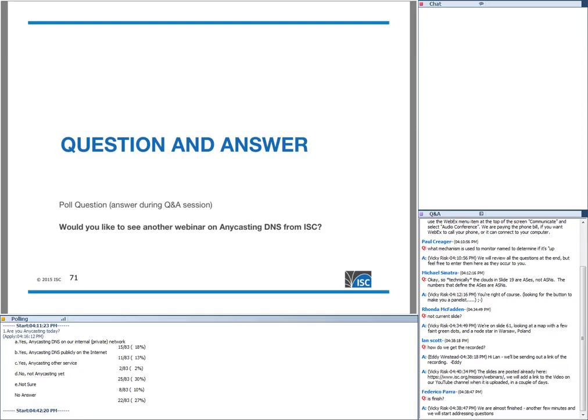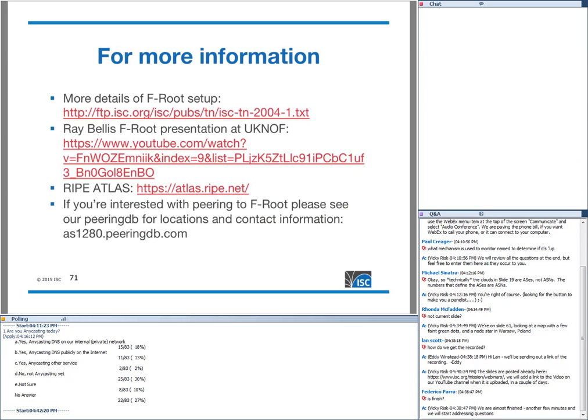But his question is, what mechanism is used to monitor named to determine if it's up? And I'll actually take this one so Jason can have a little bit of a breath. Yeah, we actually fire off named via a wrapper script. And if you look in, and I'll go back to this page that has the details, if you look at that technical document, the ISC Technical Note 2004-1, there's actually an example wrapper script that we use. Now, of course, this is just to determine if named is up or not. So if named dies, the script will die and withdraw the route, et cetera.